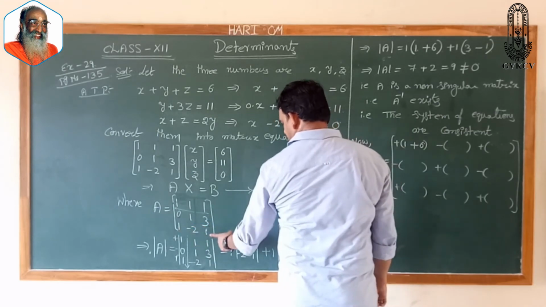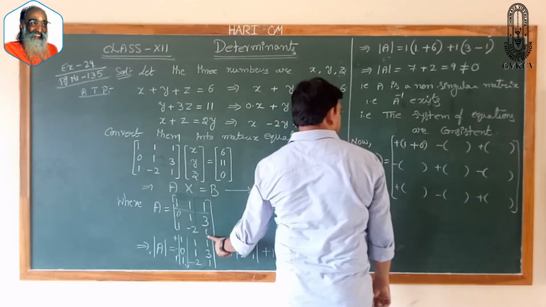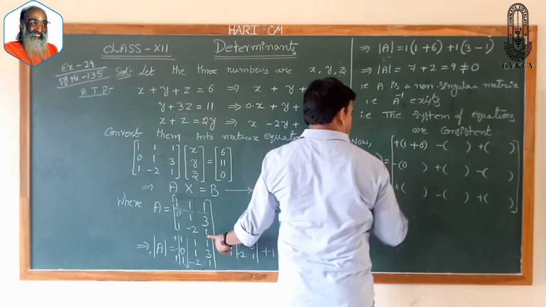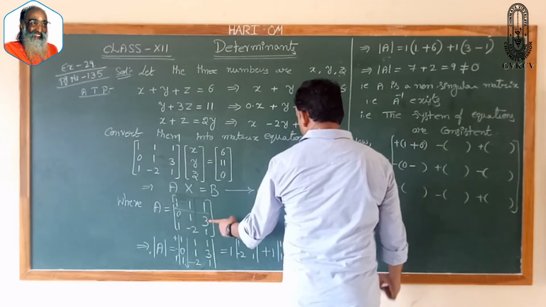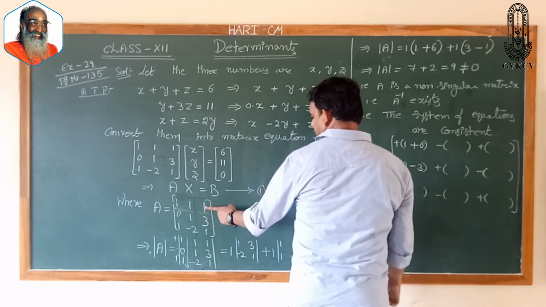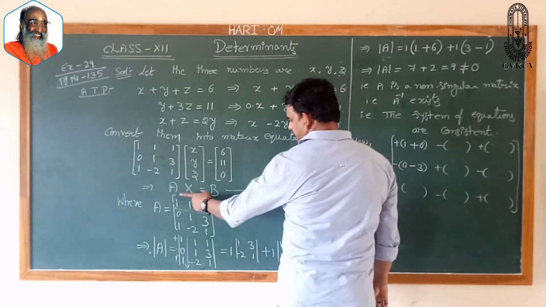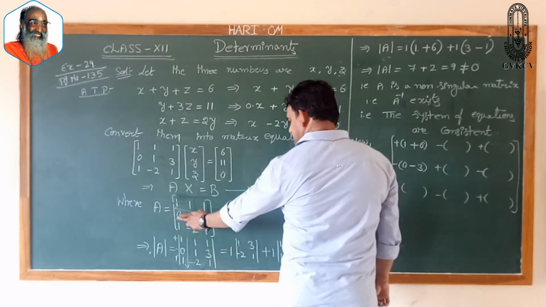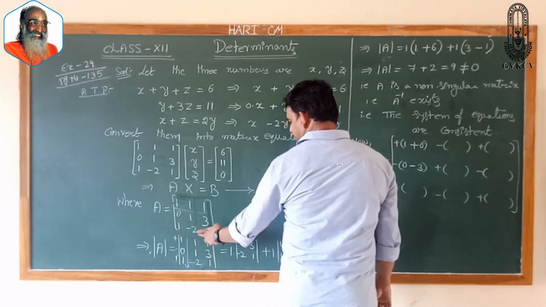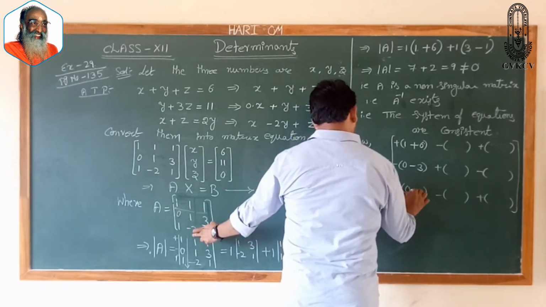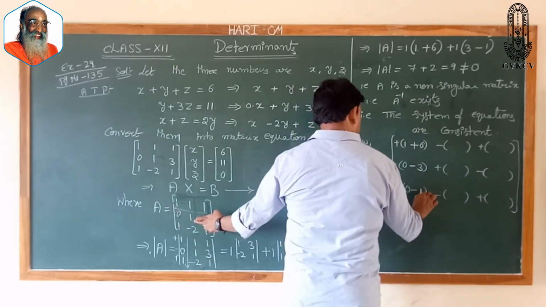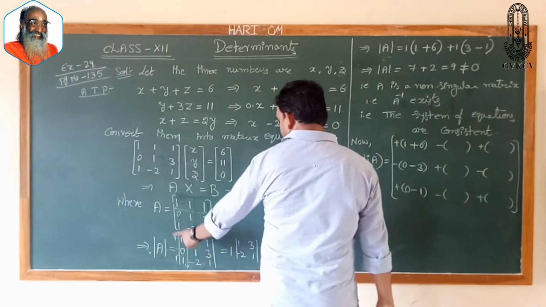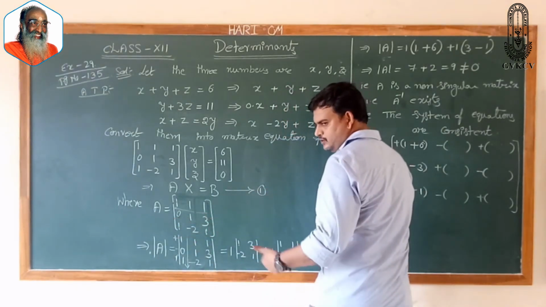So 0 into 1 is 0. Where do we need to write it, here or here? We should write it here because the rows will convert to columns. Minus 1 into 3 is 3. When we talk about the next 1, what do we need to do? Again, leaving the respective row and respective column, what we have? 0, 1, 1, minus 2. So 0 into minus 2 is 0, minus 1 ones are 1. So the first row is completed. Now we go for the second row.